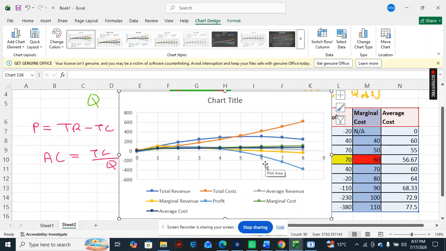But just remember, in the exam, because you won't have Excel, your quantity should be on the x-axis, then all these marginal cost and revenue curves and everything will be on the y-axis. You just plot one graph at a time.